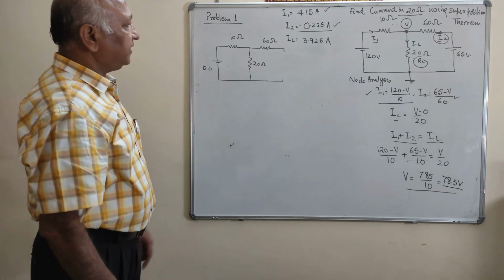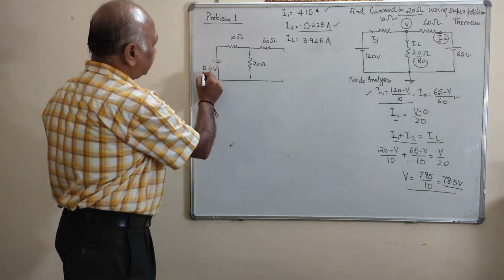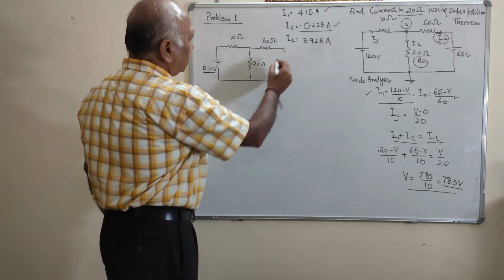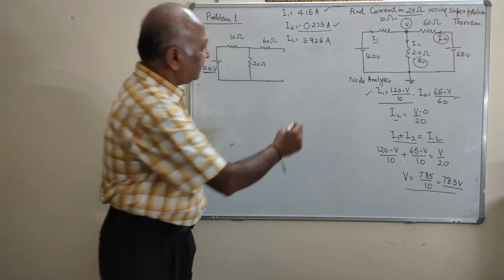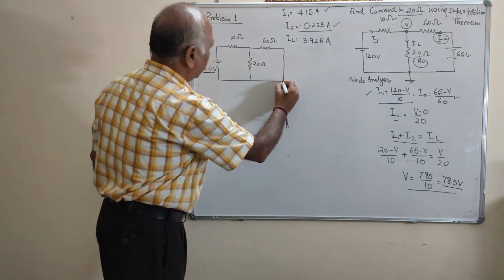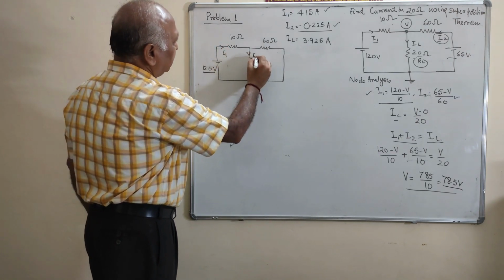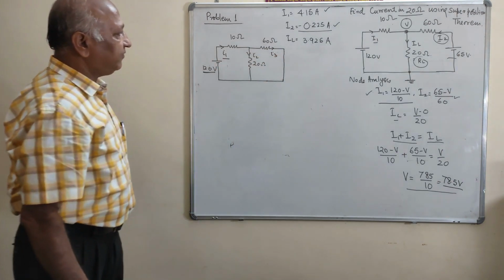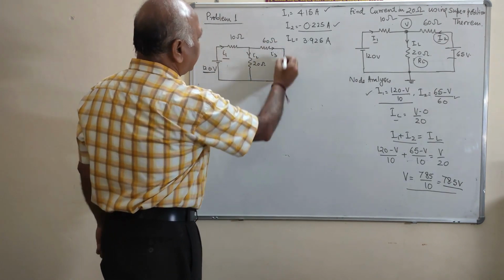Clear? Now we will apply the superposition theorem. First of all, we are considering the 120 volt source. Clear? When we consider the 120 volt, the other sources are replaced with their internal resistance. It is an ideal voltage source. Clear? That means it is short circuited. Now you will see, say this is I1, this is I2, and this is I3. Clear? Now first of all, you will calculate I1. The 60 and 20 are both connected in parallel. Then what is the equivalent resistance?